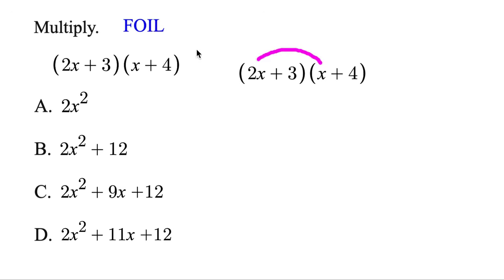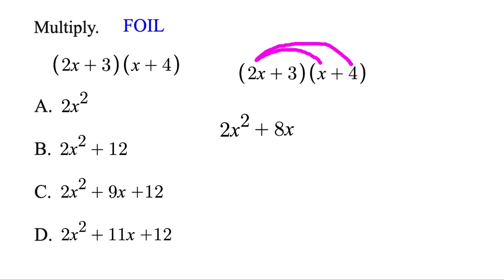So you'll initially do the first thing here times the first thing here. That's what the F stands for. Okay, 2x times x, the same letter multiplied by the same letter, becomes squared. Then the O means we're going to multiply the outer ones. So we'll do 2x times 4. But you could do 2 times 4, 8. Keep the x, so plus 8x there.